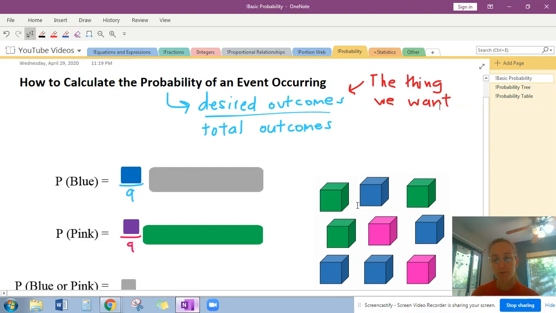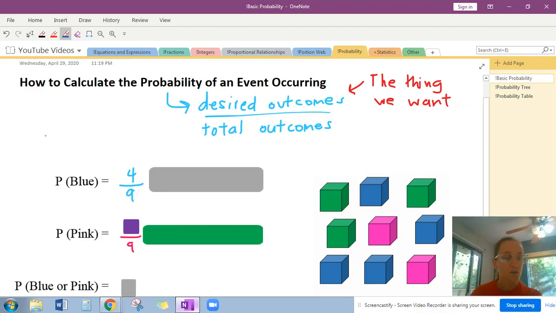So if I look at this problem, I can see that there's 9 blocks. So automatically I know that 9 goes on the bottom because that's how many total outcomes we get to choose from. And then for P of blue, the P means probability. So it's asking what's the probability of getting a blue block. So if I count, there's 1, 2, 3, 4 blue. So it'd be 4/9.